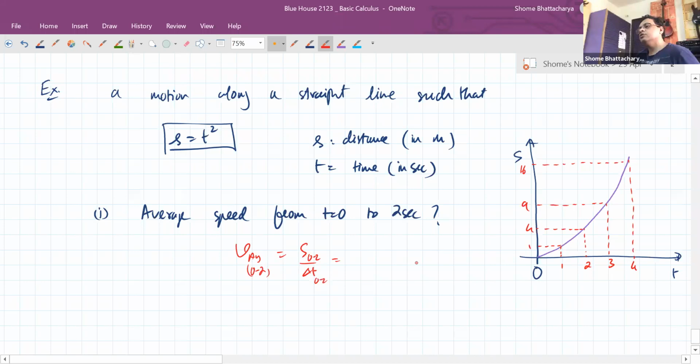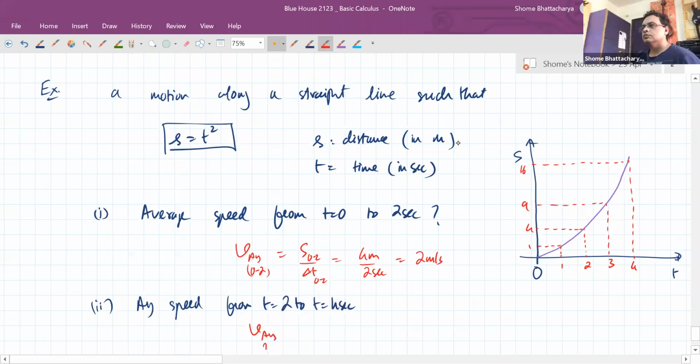Right. So similarly, if I said here, what is the average speed from t equal to 2 to t equal to 4 seconds, how much would this be now? Quickly calculate and tell me. Sir, average speed from 2 to 4 would be 6 meters per second, correct? Yes, sir.